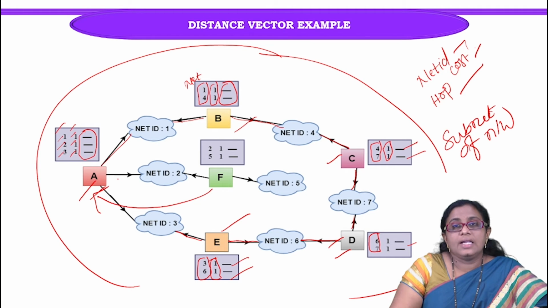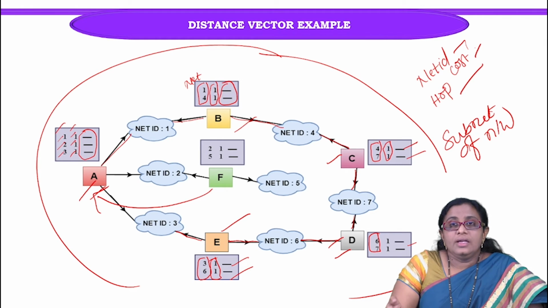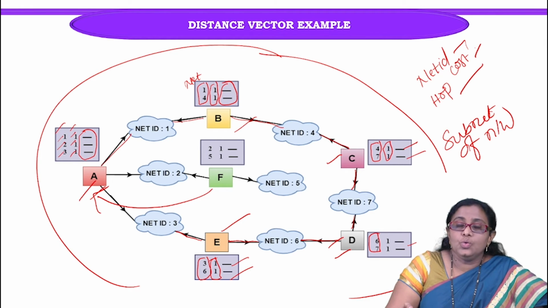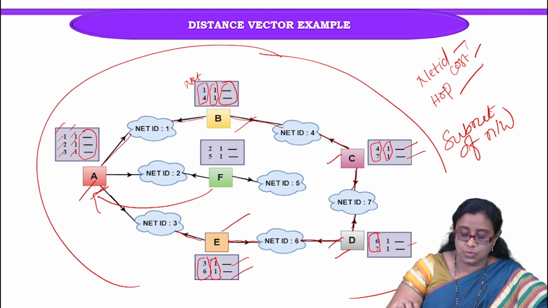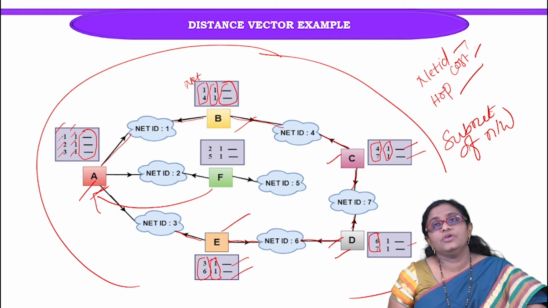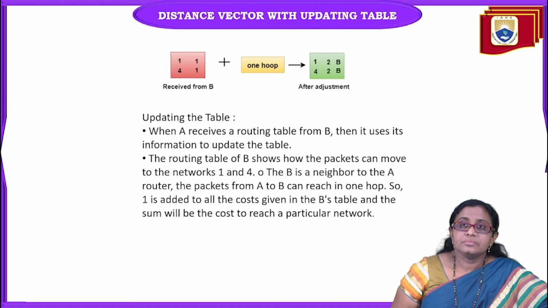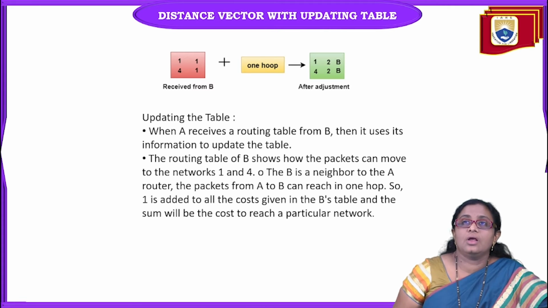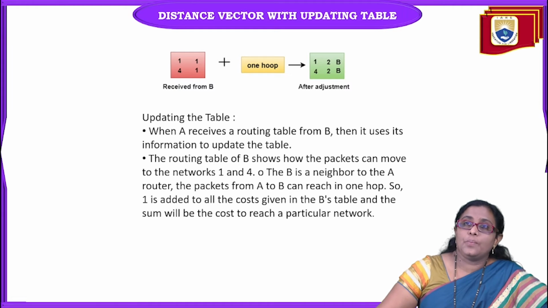This is the way of sending information from one network to another network through the links associated among the total subnet of networks in an internet routing algorithm. So again, by means of an example, I want to discuss the distance vector with the updated table.